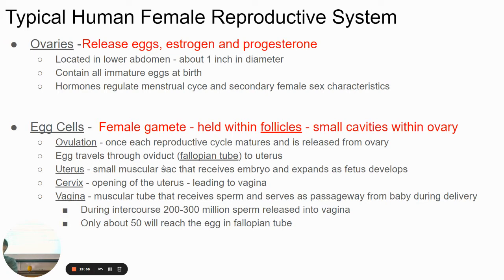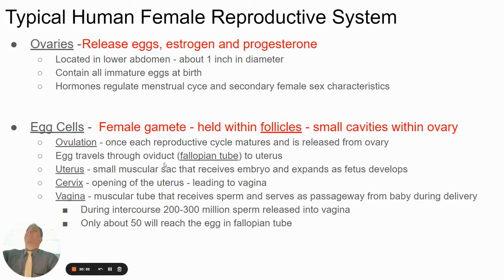Eventually, it then is released. And what's the term for that? What's the term for the release of an egg from an ovary? Ovulation. So ovulation is when that egg is released from the ovary into the oviduct. The egg travels after it's released from the ovary into the oviduct. Another term for that is the fallopian tube. They mean the same thing.